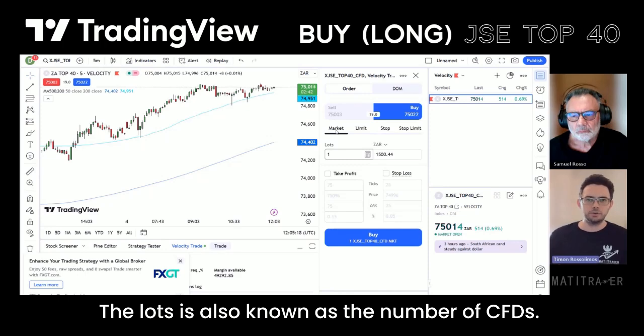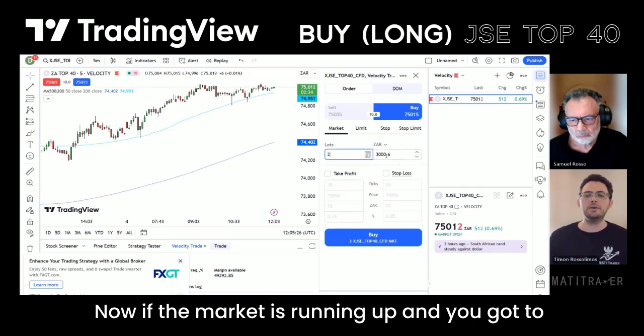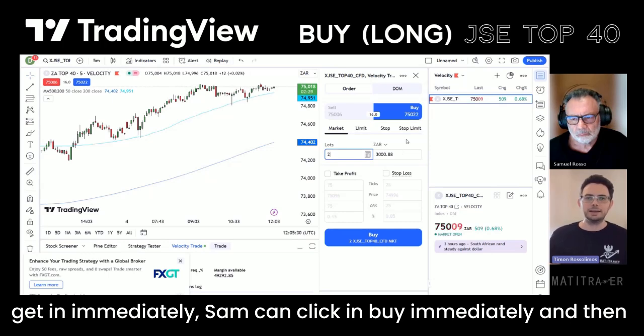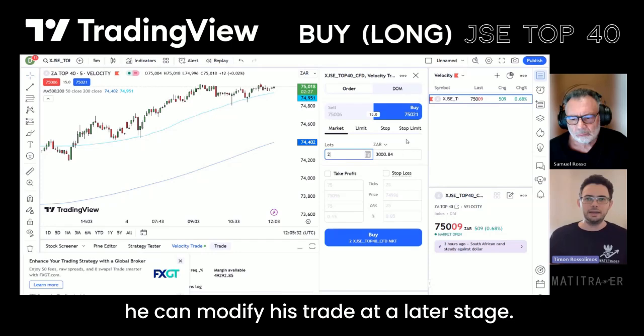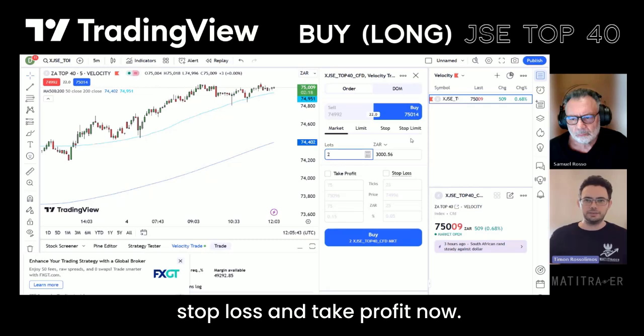The lots is also known as the number of CFDs, so Sam will type 2 over there. Now, if the market is running up and you got to get in immediately, Sam can click in Buy immediately, and then he can modify his trade at a later stage. But because the market is not running up, we have time. Sam is going to put in the stop loss and take profit now.